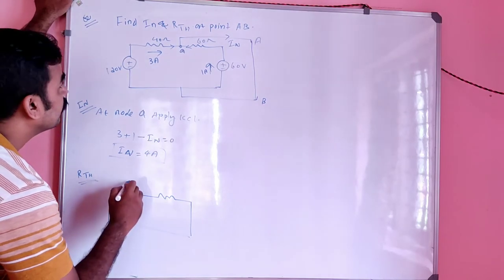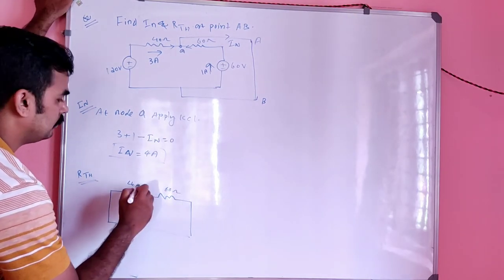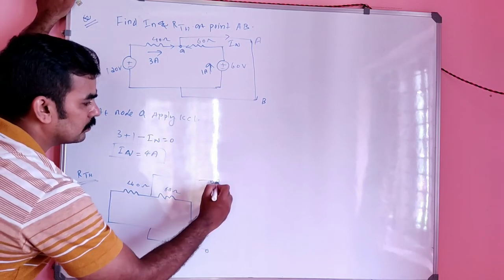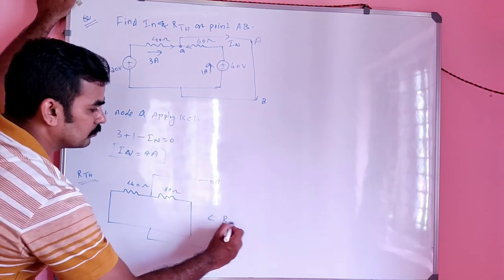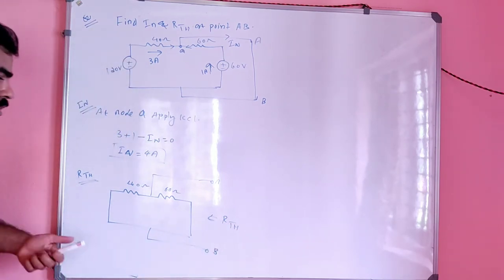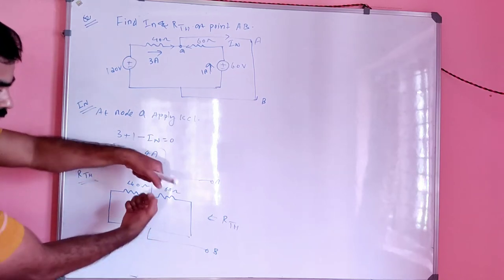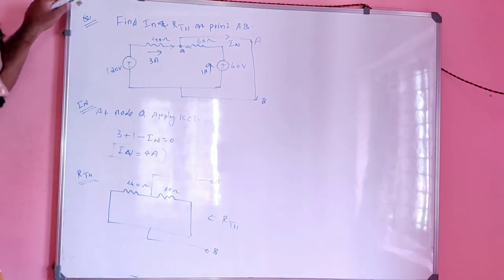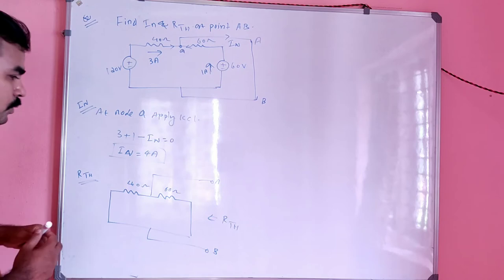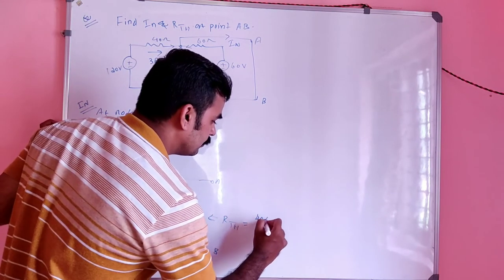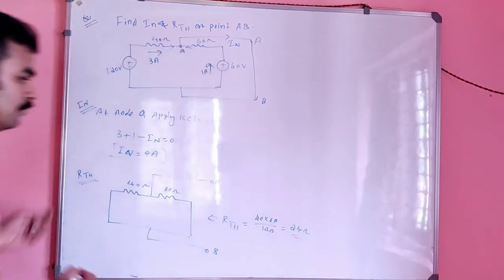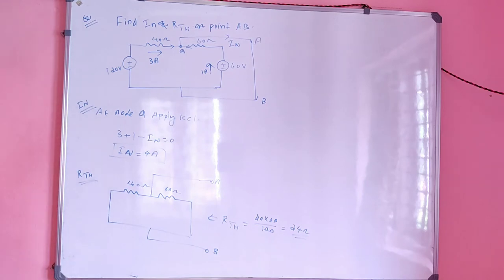This is like that, this is 40, this is 60 ohm, and there you can find RThevenin, right? This is RThevenin. Simple. What is that? When you extend this, it will be like 40 and 60 in parallel, no? So RThevenin will be equal to what? It is 24 ohm. Am I correct, beta?